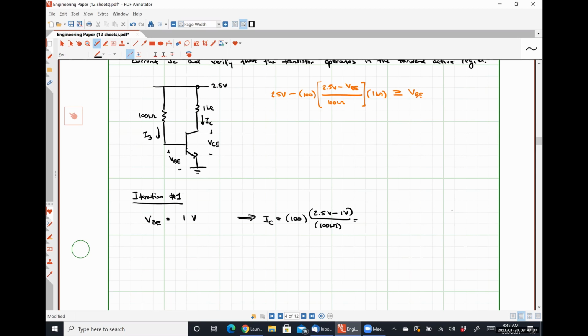So I have 100 times 2.5 minus the variable I'm storing as X divided by 100 kiloohms, and I'm going to store the results of this as Y. This gives me a current of 1.5 milliamps.